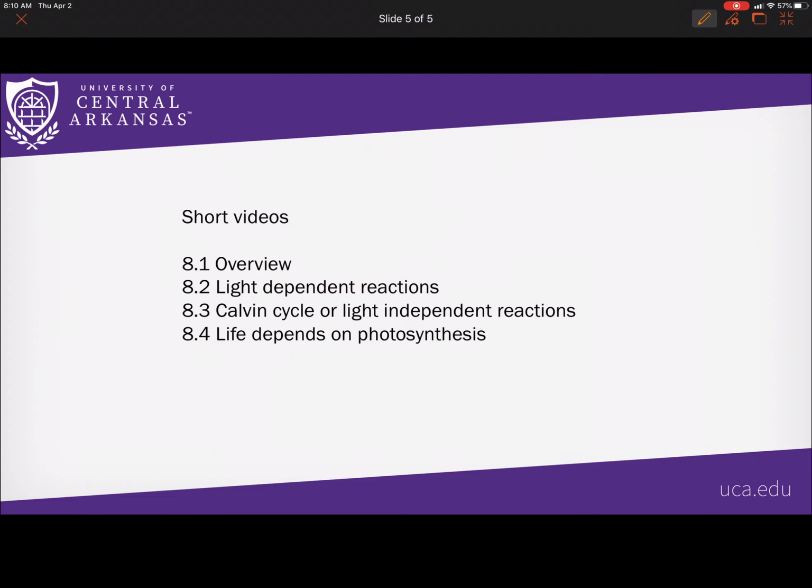So for this chapter, we will have short videos. We'll have 8.1, which is an overview, so we get a big picture of what's happening. Then we will focus on light-dependent reactions, followed by the Calvin cycle or light-independent reactions, and finally the photosynthetic products and how they are used to maintain life. So I will see you in the second video.